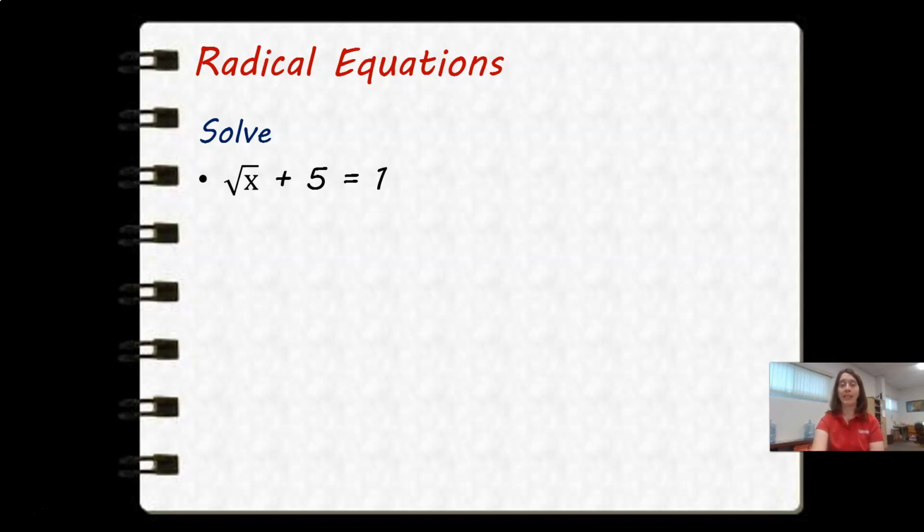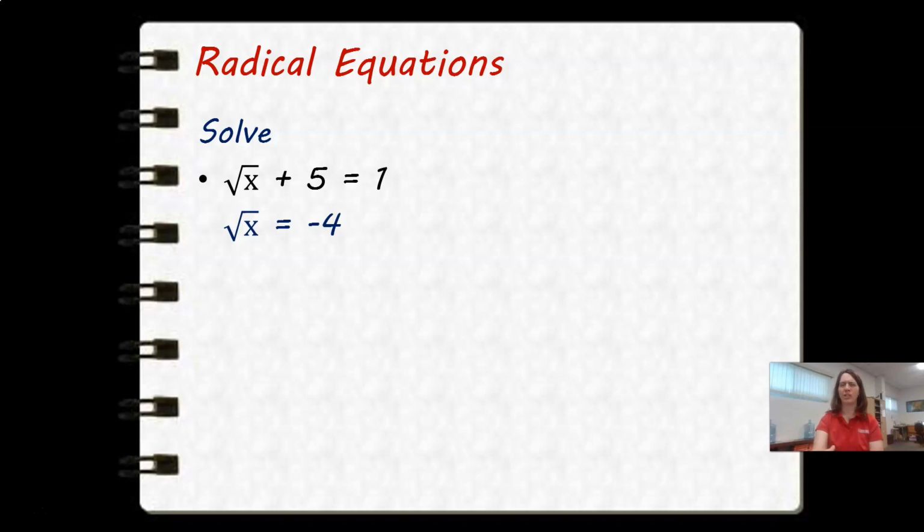So number 1, isolate the radical symbol. I need to get rid of the plus 5, so I'm going to subtract 5, and I have the square root of x is equal to negative 4. Now, if I continued, I'm on to step number 2, where I would remove the radical symbol and I would square on both sides of the equation. My problem would now say x equals 16. However, if I put 16 back into the equation, the square root of 16 is 4, and 4 plus 5 is 9. But I need the equation to equal 1, not the number 9.